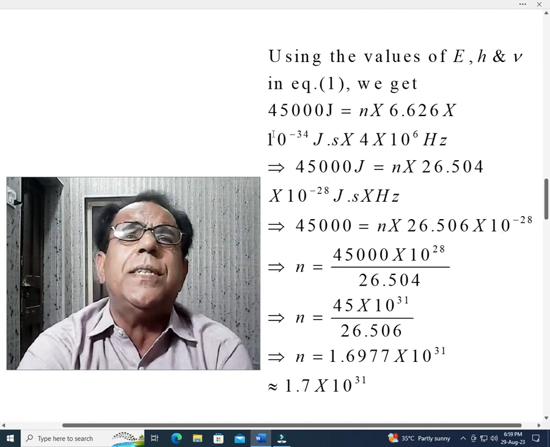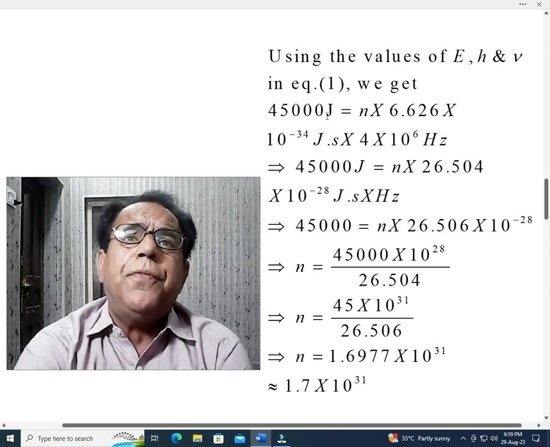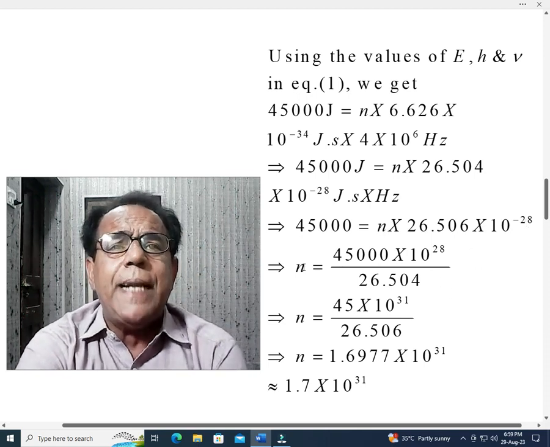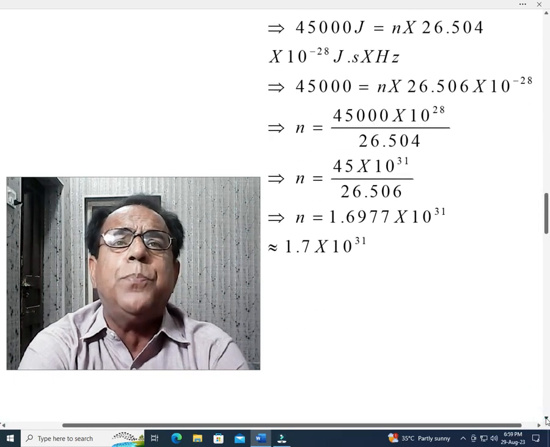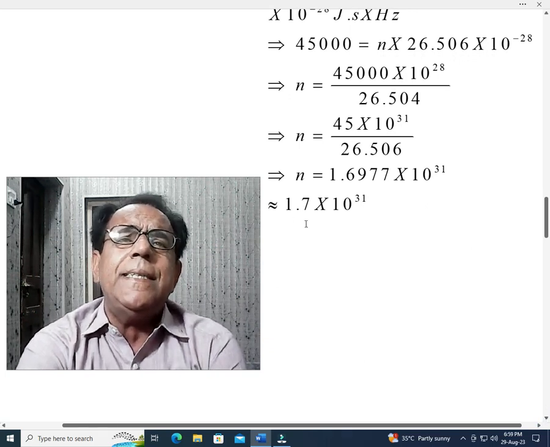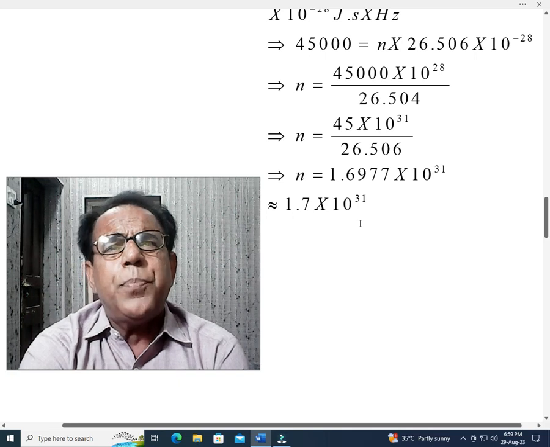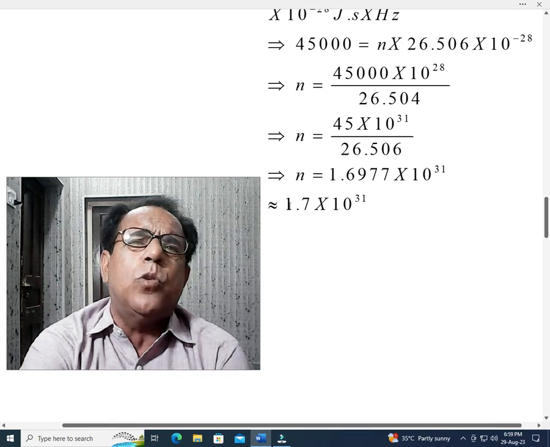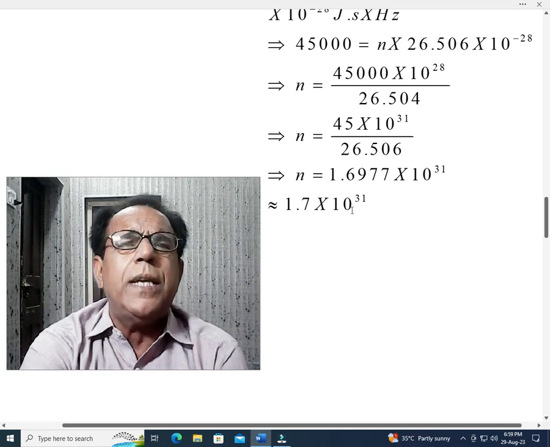Because, dear students, this is 10 raised to minus 34 and this is 10 raised to the power plus 6. So from 34 it will remain minus 28. So this implies that n becomes equal to this over this, and n finally becomes equal to 1.6977 into 10 raised to the power 31, and this is approximately equal to, or this is equal to. We are not bound here to use the symbol approximately equal to. We can put it as exactly equal to. It is our discretion.